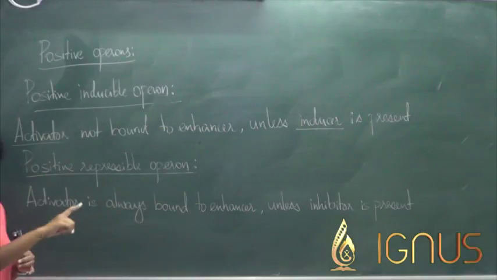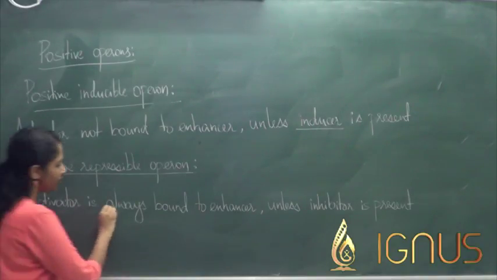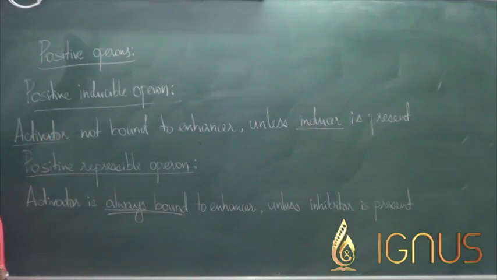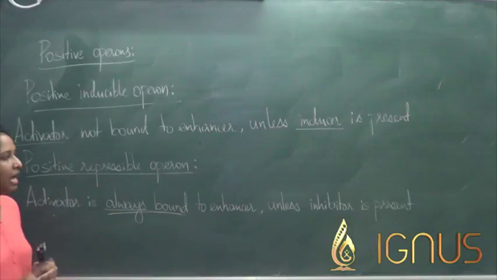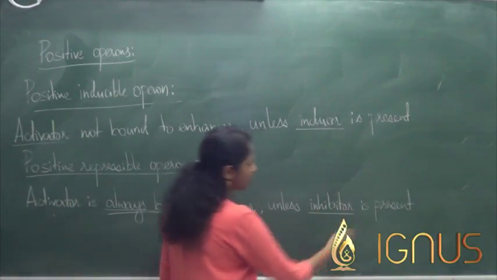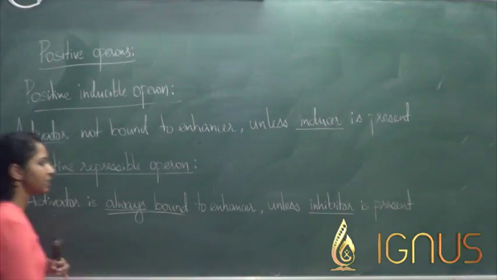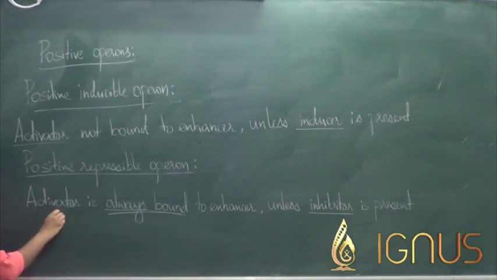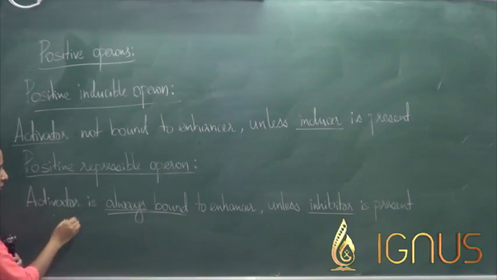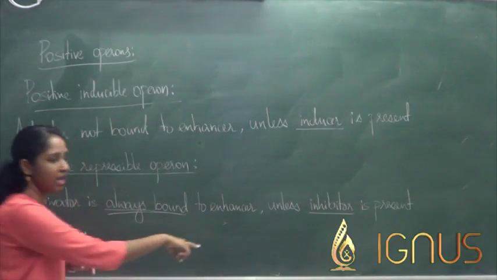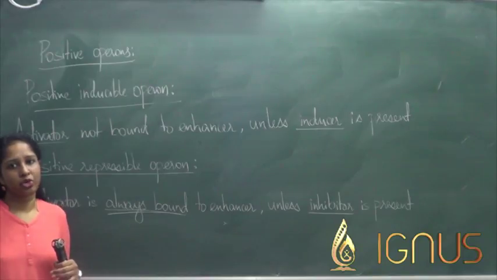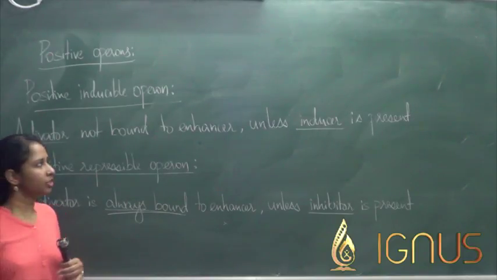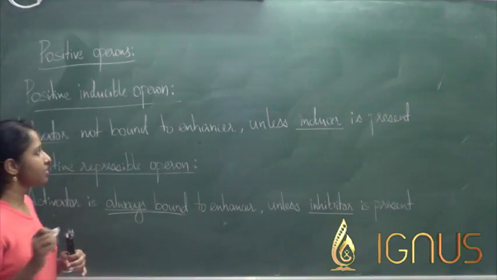For positive repressible operon, the activator is always bound to the enhancer. The activator protein is always bound to the enhancer region of the DNA unless and until an inhibitor is present. Whenever an inhibitor is present, it is going to bind to the activator and change its conformation. So it cannot bind to the enhancer anymore, and therefore it is not going to help the promoter, and transcription is not going to take place. Okay, so thinking about whether or not the operon is off or not.